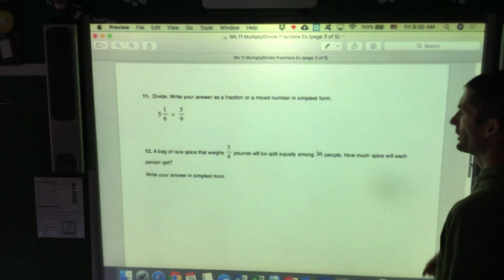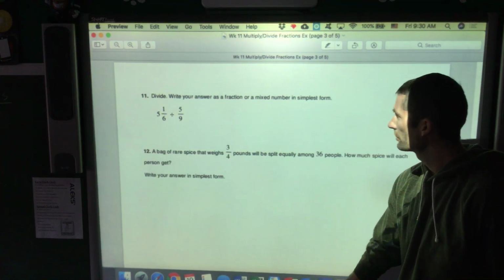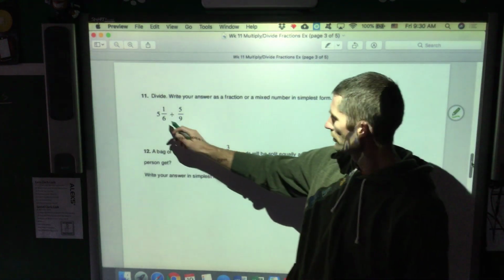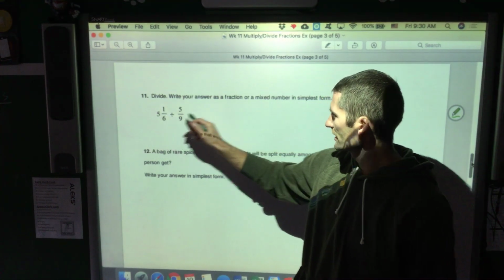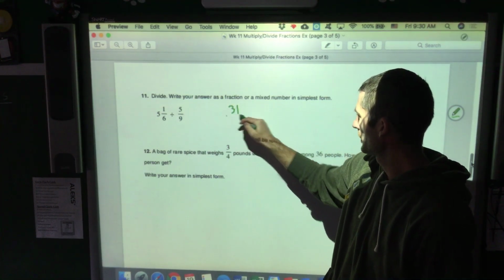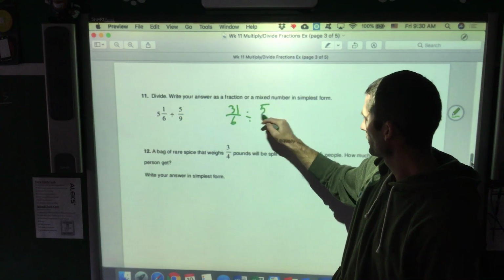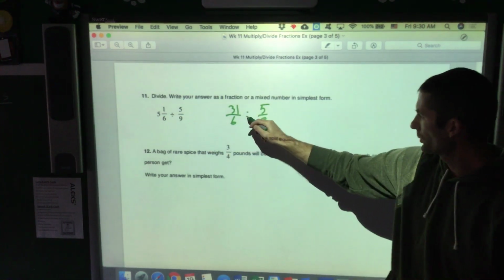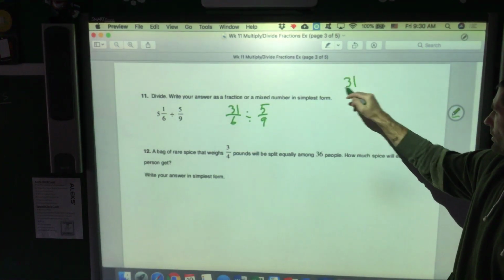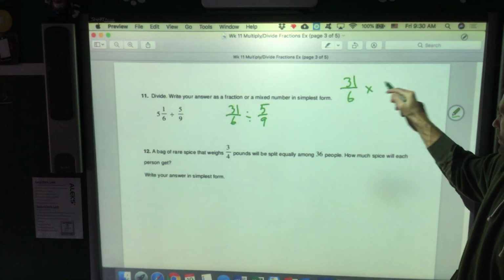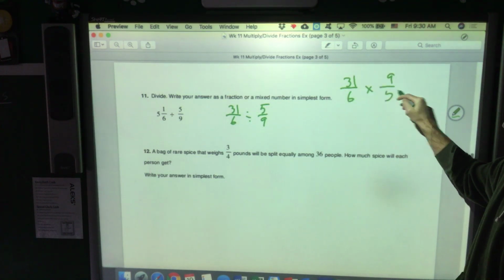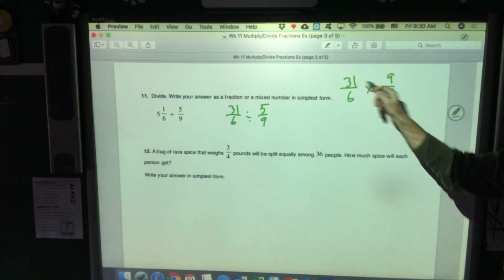Number 11, divide, write your answer as a fraction or a mixed number in the simplest form. Again, let's first turn them both to improper fractions. 5 times 6 is 30, plus 1 is 31 over 6. We're going to have 5/9. Okay, so now we keep, we change, we flip.